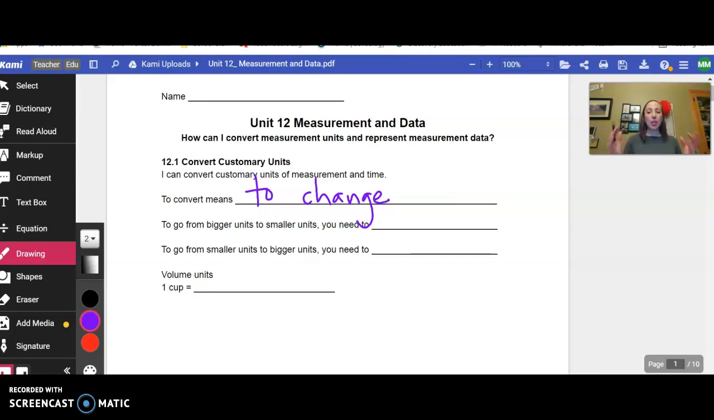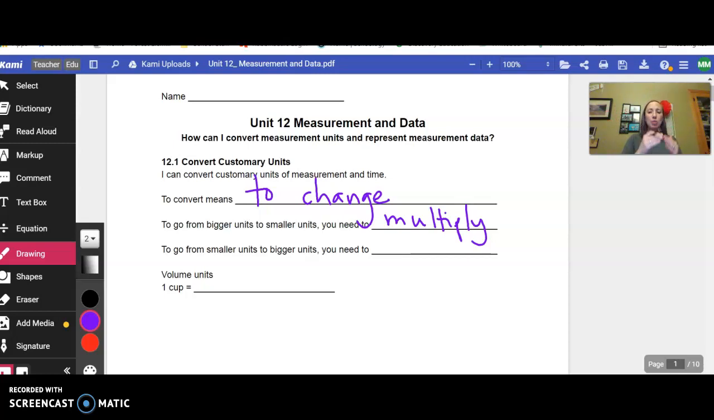To go from bigger units to smaller units, you actually need to multiply. Think about miles and feet. If I gave you 2 miles and asked how many feet that was, we're going from something bigger to smaller. Well, I want to say, okay, 2 miles times however many feet in a mile, 5,280, will tell me how many feet. If I tried dividing by that, I would get a really small number, and that wouldn't make sense because 2 miles is a lot of feet.